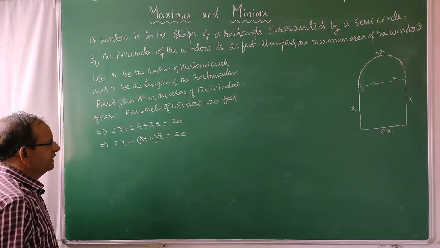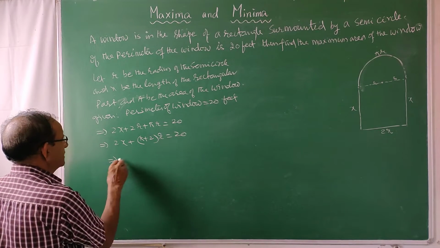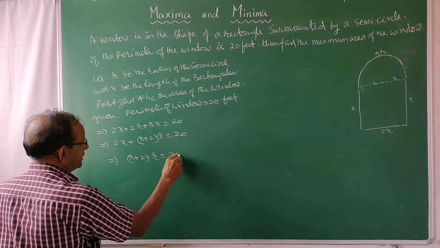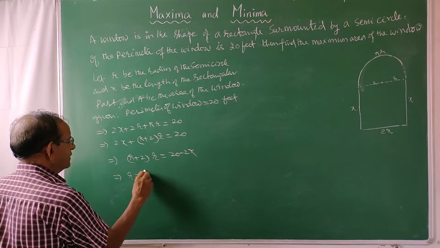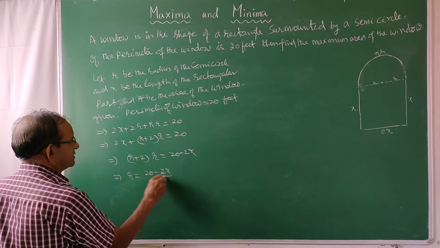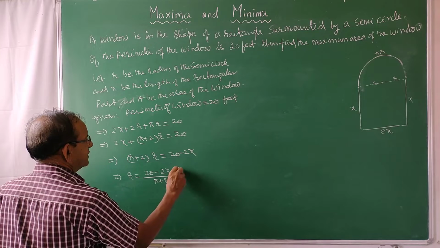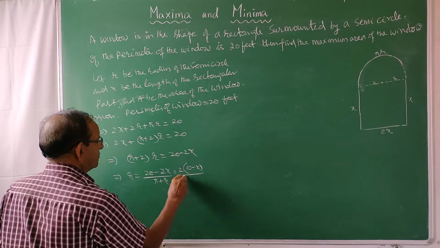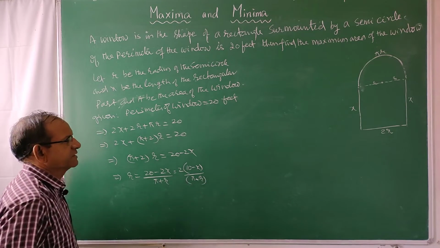So what is the value of r in terms of x? That implies (pi plus 2) into r is equal to 20 minus 2x. That implies r is equal to (20 minus 2x) by (pi plus 2). Or you can take 2 also common, 2 into (10 minus x) by (pi plus 2). That is r in terms of x.